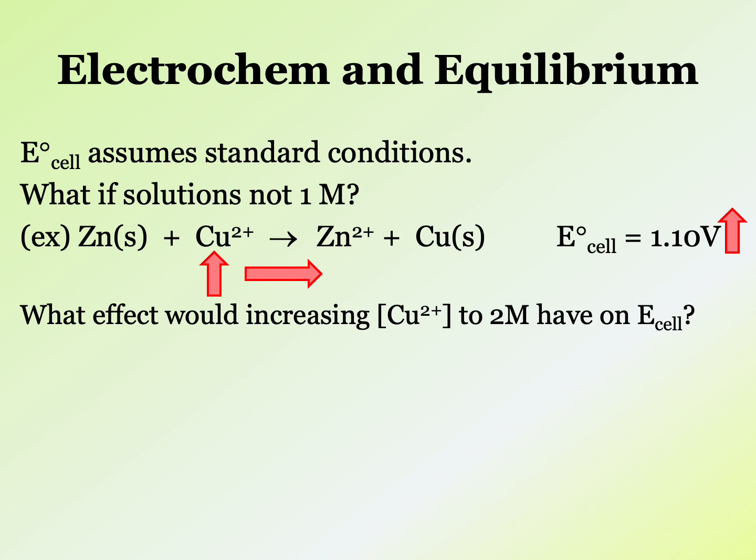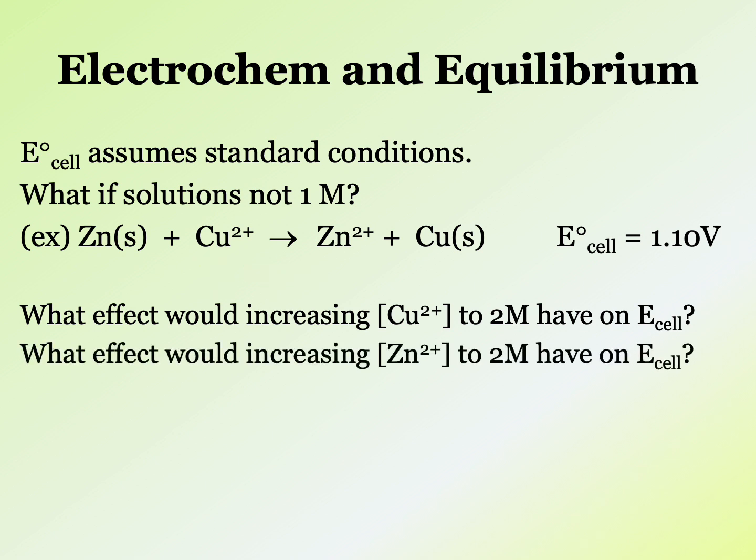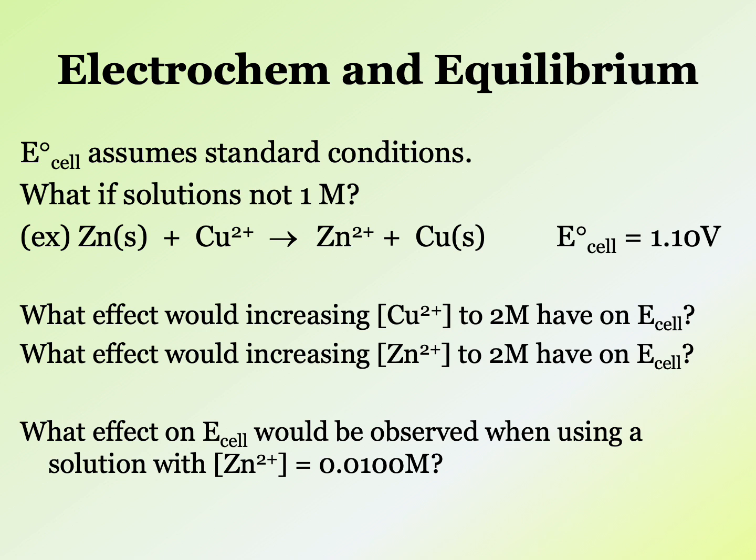Okay. Like I said, if you increase the reactant, it shifts towards the products, which is going to produce more electricity. On the flip side, what happens if we increase the zinc concentration to 2 molar? Excuse me, sorry, it didn't draw it. It would increase on the product side, which would shift equilibrium which direction? Shift it to the left, meaning we have more reactants, so K or Q would go down, so the E of the cell would go down.